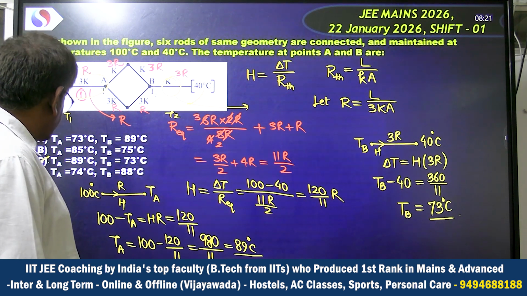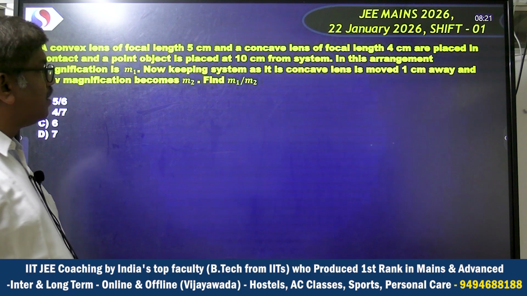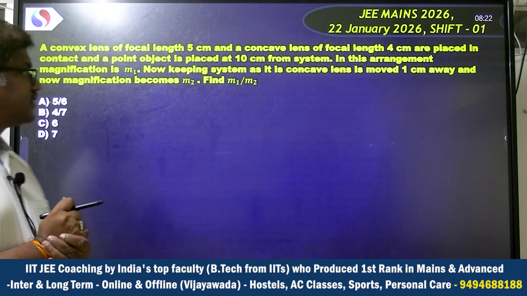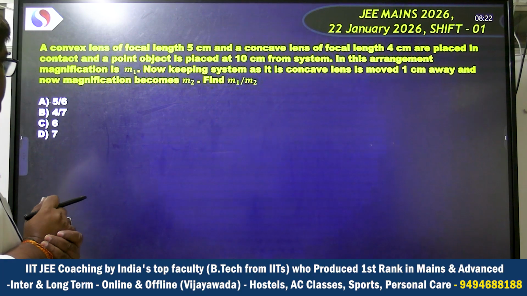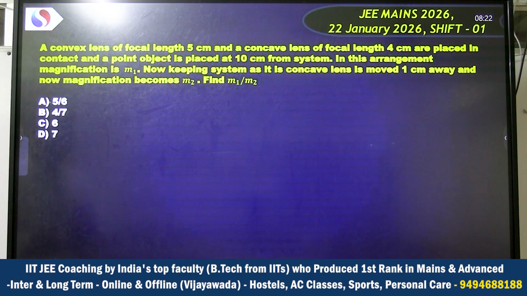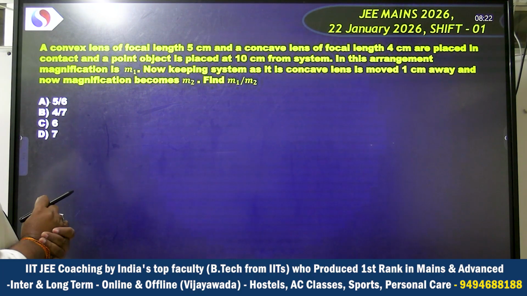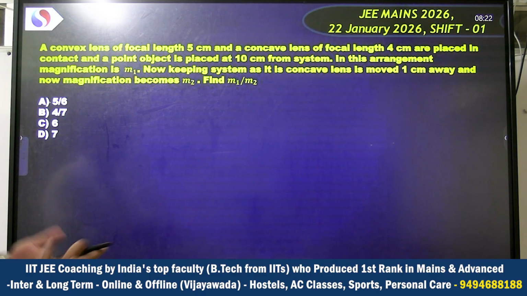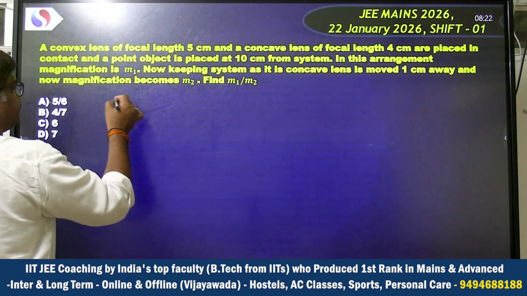Moving to the next question, the next question belongs to optics. Again, this is a question which also needs a lot of calculation. So first let's try to make the diagram of this question, what it's trying to say. They are giving you two cases. What are the cases? A convex lens of focal length 5 cm and a concave lens of focal length 4 cm are placed in contact. Means what is your first situation?